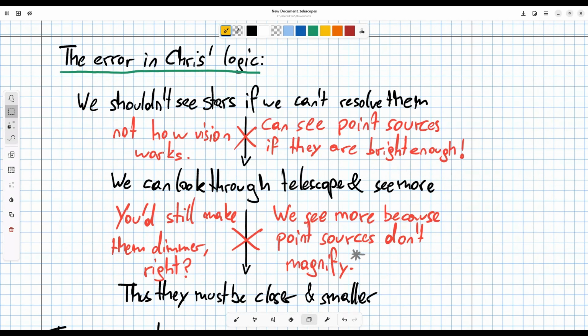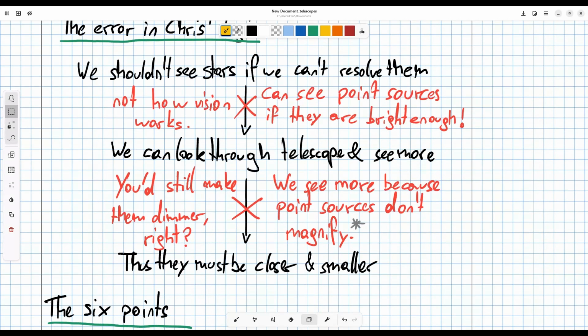Second step is we can look through telescopes and see more stars. This is correct. But he then asserts that, well, thus they must be closer and smaller. Well, you'd still make them dimmer, right? You're contradicting yourself here. On the one hand, you're saying, well, now we can resolve them because we have magnified into them. And on the other hand, you say, well, they will get dimmer. If we didn't see them in the first place, and they are now even dimmer, why would we see them now? That doesn't make any sense.